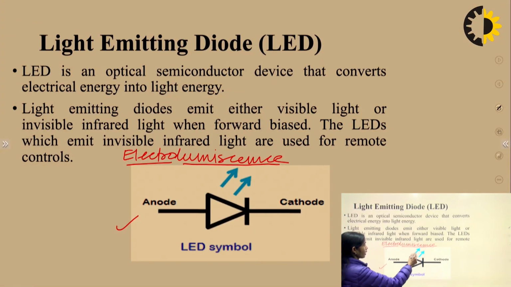In the symbol, the arrow is pointing outward, which means light is emitting. This light can be in the visible range or the invisible range, and it works in forward bias of the PN junction diode. It is made from P-type and N-type semiconductor. The only difference is in the material of the diode.